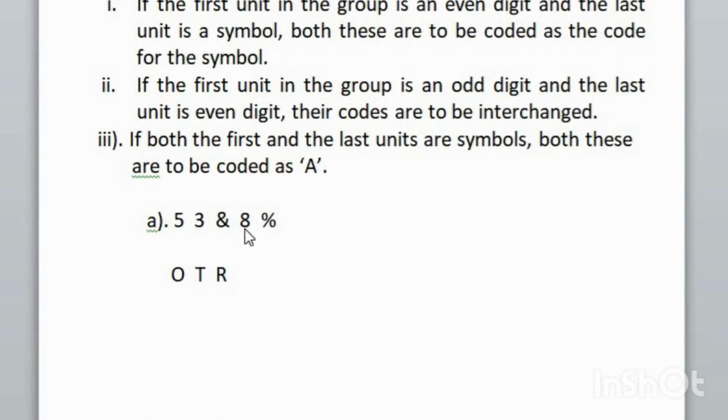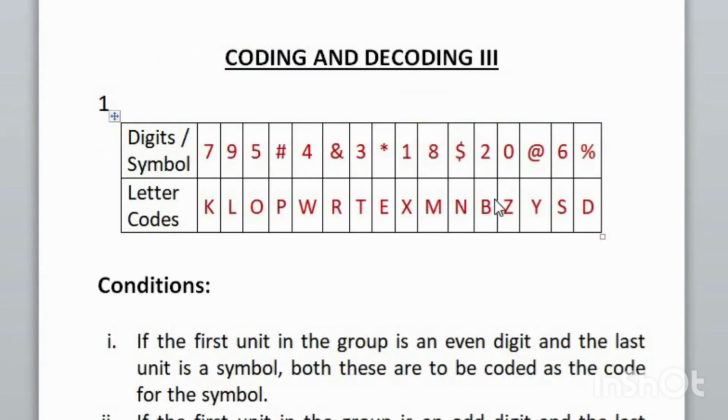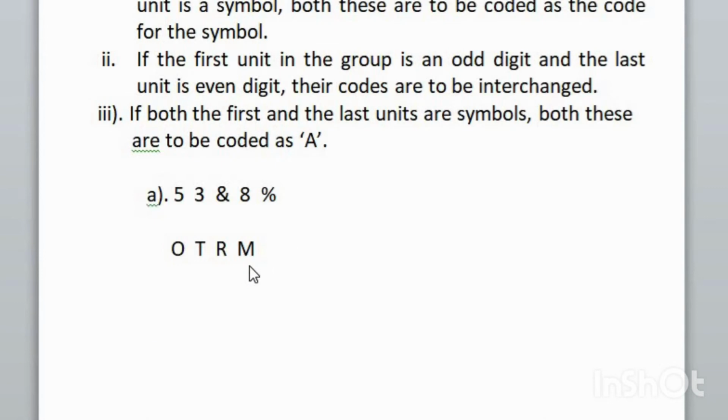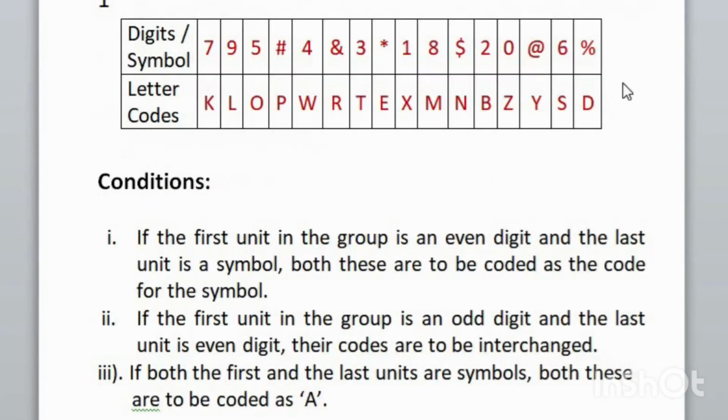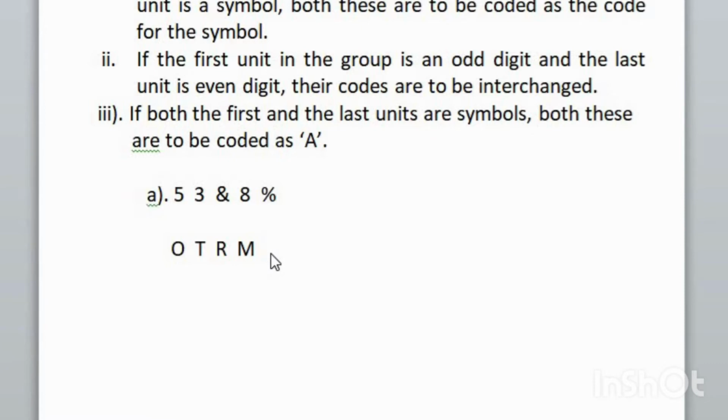Now the next is a number 8. In the table, the letter code corresponding to 8 is M. So 8 can be replaced with M. Now the last one is a symbol percent. The letter code corresponding to percent, it is D. So we can replace percent with D. So the answer is OTRMD.